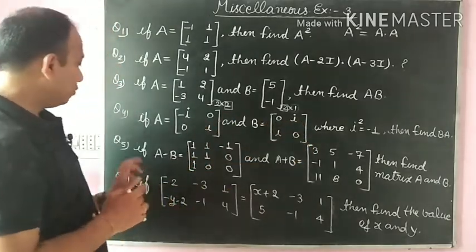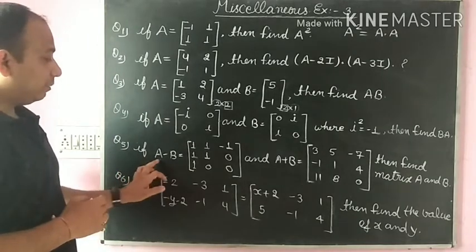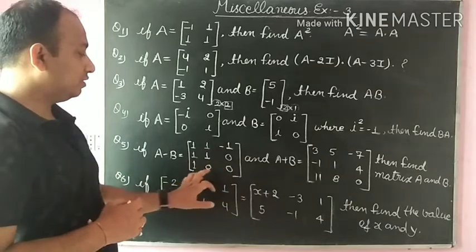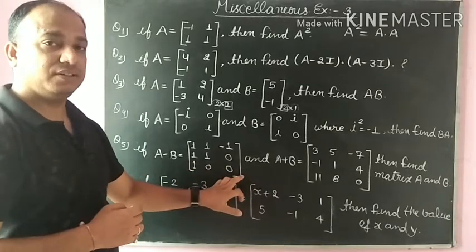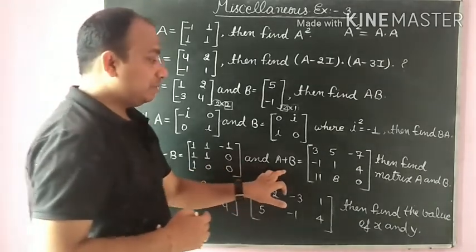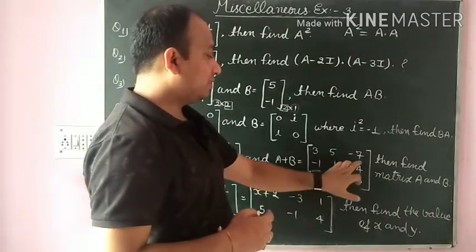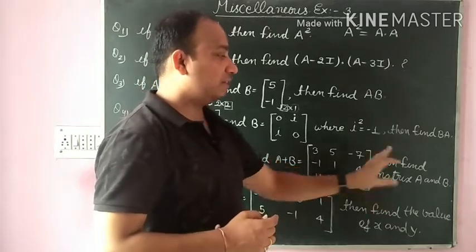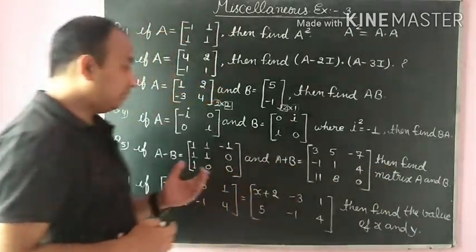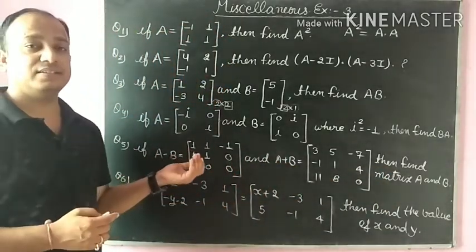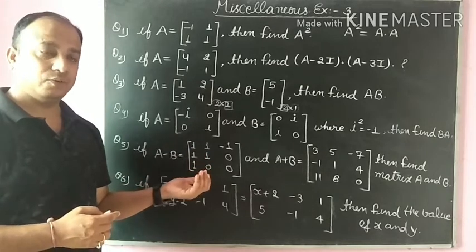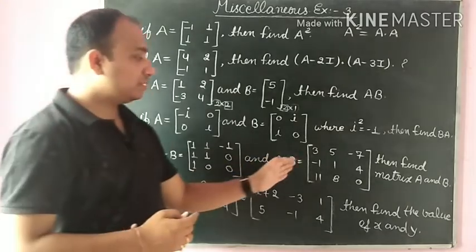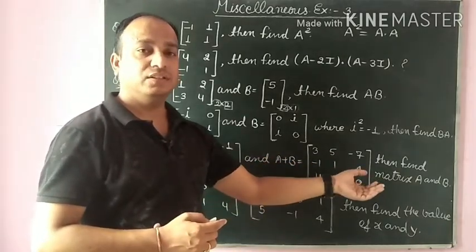Okay. The question number 5th, if A minus B equals 1, 1, minus 1, 1, 1, 0, 1, 0, 0. This is a matrix of order 3 by 3. And A plus B equals 3, 5, minus 7, minus 1, 1, 4, 11, 8, 0. Then find the matrices A and B. We have done this question in exercise 3.2 already. Okay. A minus B is given, this is equation first. A plus B is given, this is equation 2.